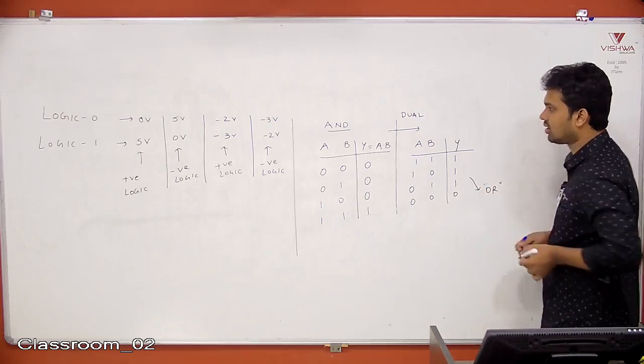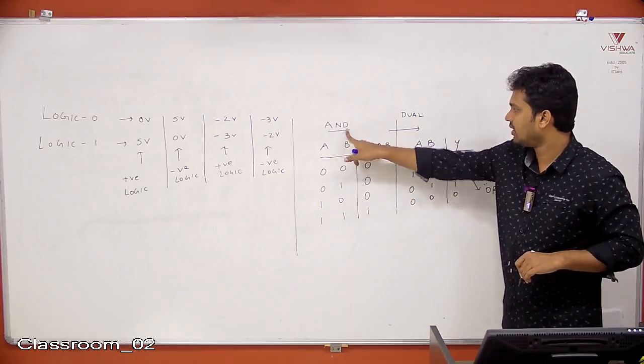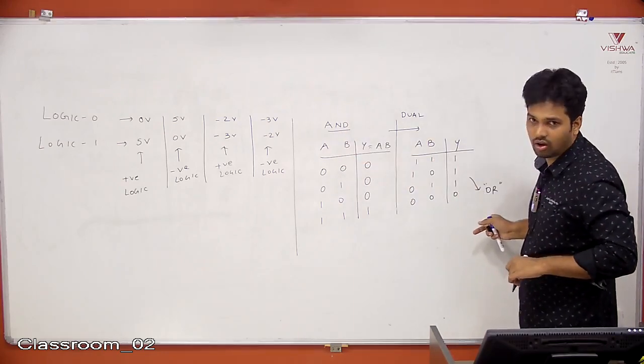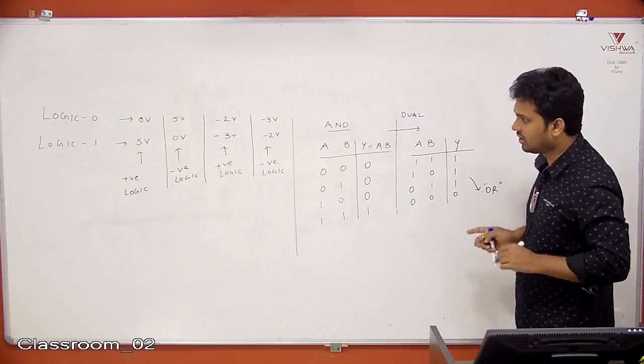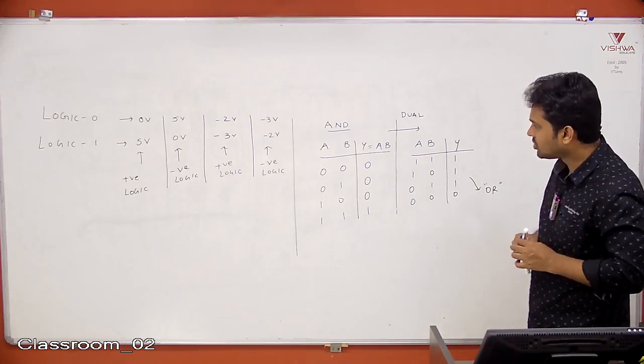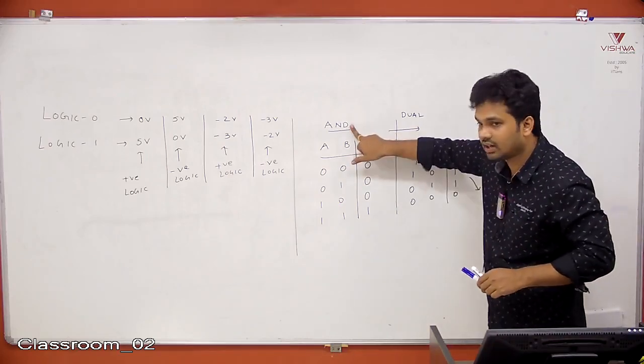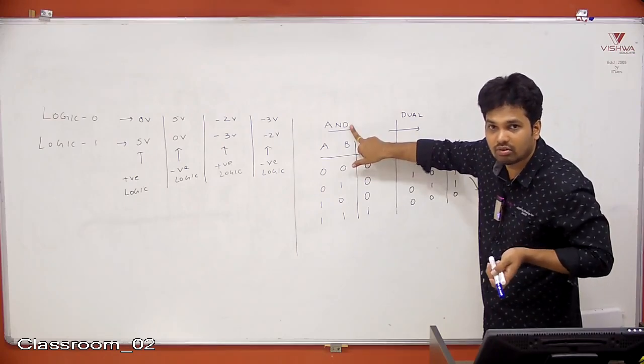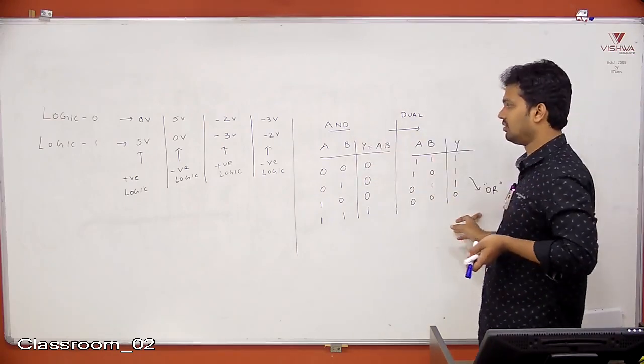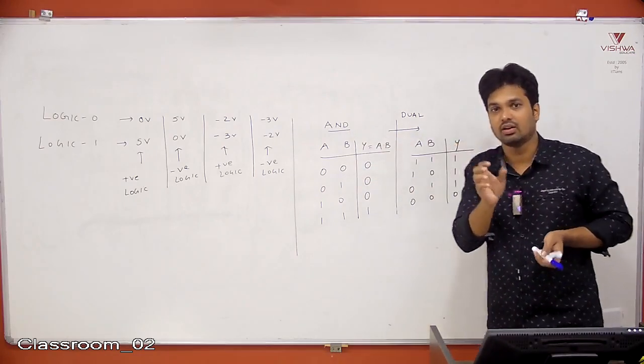So it is proved or not? AND gate, duality property, OR gate. Okay. Similarly, if you have an AND gate in the positive logic system, in the negative logic system, how will it work? OR gate. Please understand the meaning and concept properly.